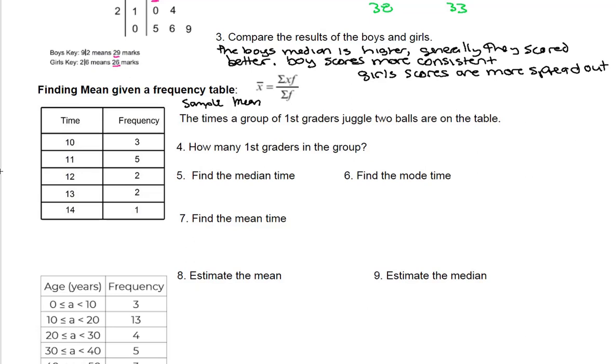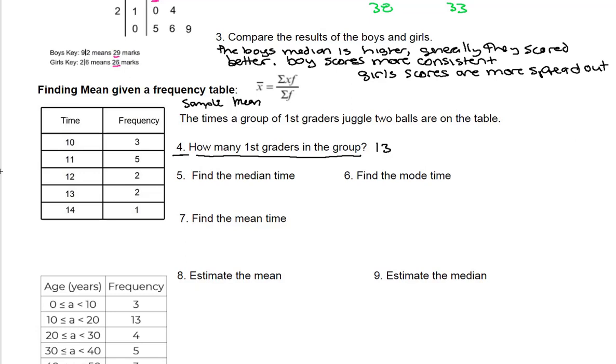So first, the first question is how many first graders are in the group? We've got a list of times that the first graders juggled 2 balls, and we know that somebody did it for 10 seconds and it happened 3 times, and someone did it 11 seconds and it happened 5 times. How many altogether were there first graders? Pause this and see if you can figure it out. Hopefully you added up all the frequencies and you found out that there were 13 individual first graders altogether.